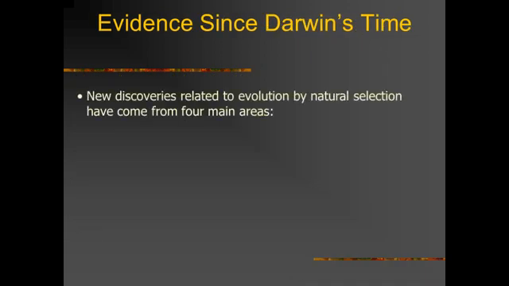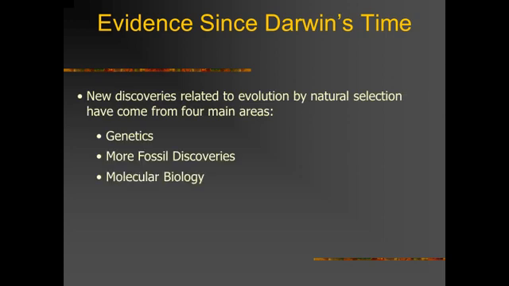Well, since Darwin's time, there have been new discoveries in four main areas that relate directly to natural selection: genetics, new fossil discoveries, molecular biology, and a new science of genomics. Genetics, molecular biology, and genomics are all branches of science that did not exist in 1859. So, if natural selection is a flawed theory, you would expect that these new branches of science would expose any flaws. And that's what we're going to see today.